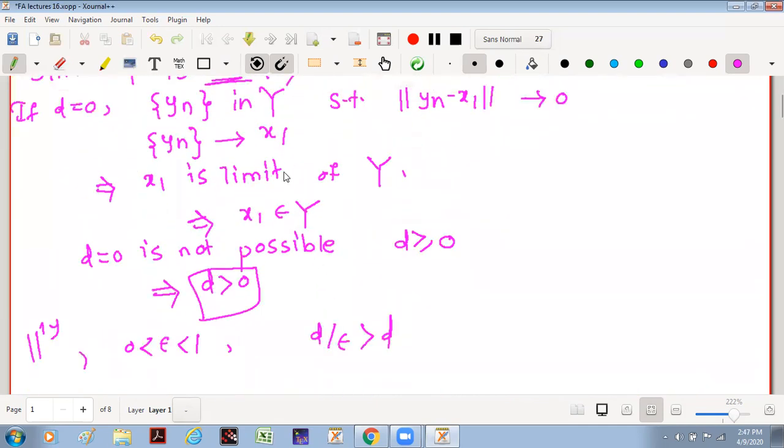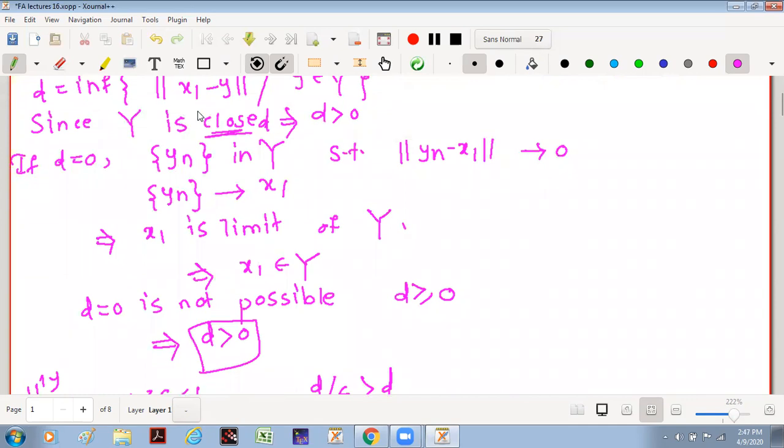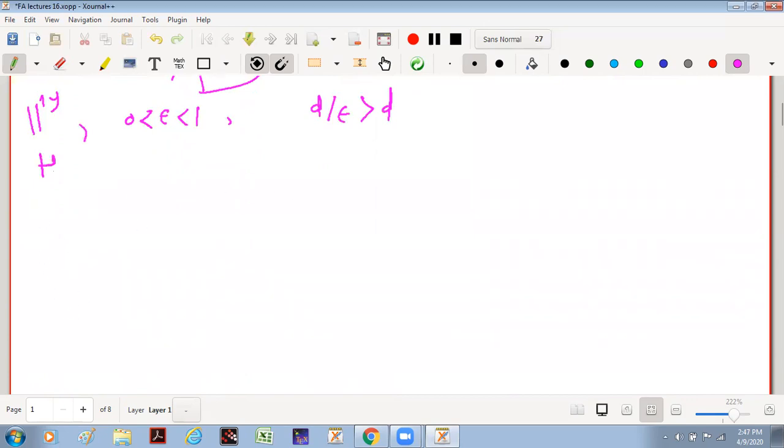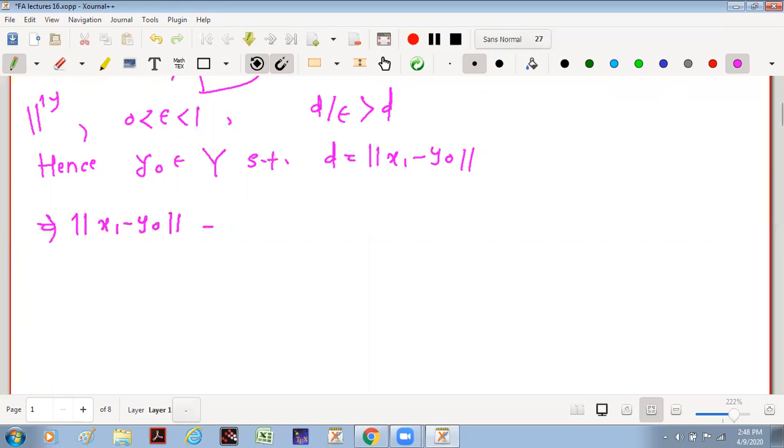Now here, whatever distance we have obtained, norm of x1 minus y, we have proved it is greater than 0. Therefore, let me assume there exists a vector y0 in capital Y which gives us a distance such that d is equal to norm of x1 minus y0. That means at the point y0, the infimum distance between x1 and the vector holds. Therefore norm of x1 minus y0 is equal to d, which is less than d by epsilon. Let me call this equation number 1.